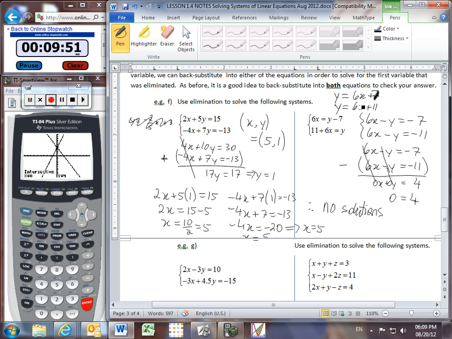Clearly the slopes are the same because the lines are parallel, and because my y-intercepts are different, they are never going to intersect, and I have 0 solutions.